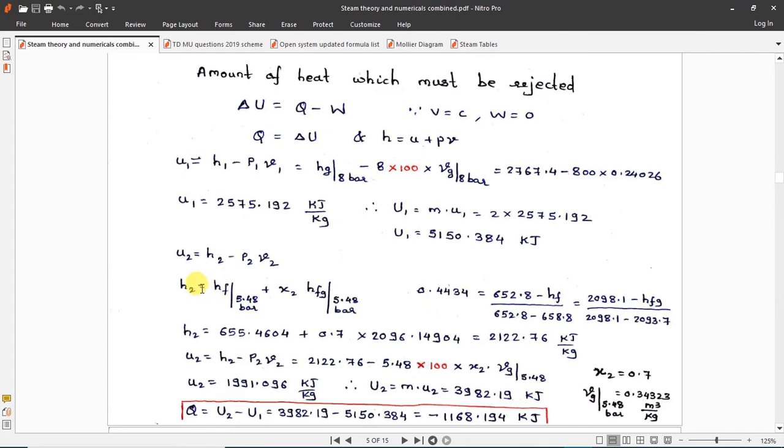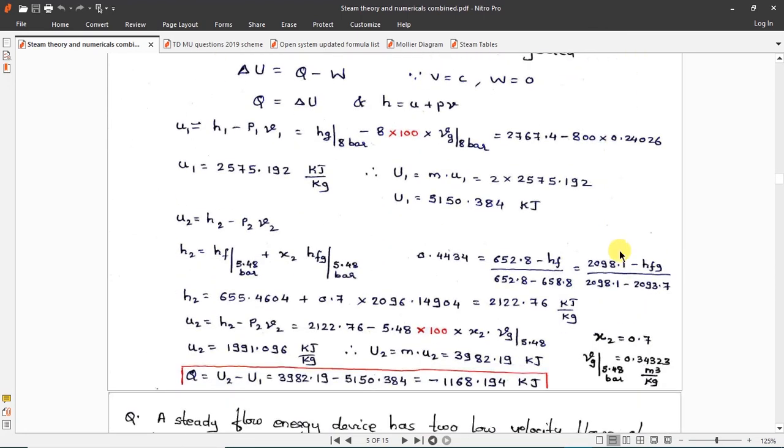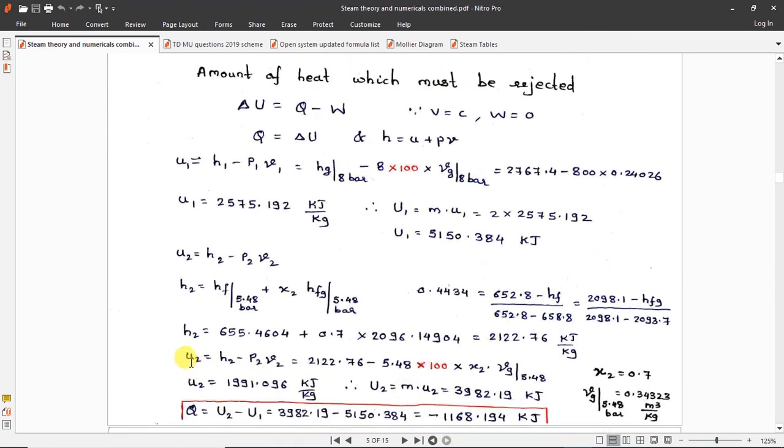Now how to calculate this one, V2? This V2 will be X into Vg, right? So X2 into Vg. Now Vg at 5.48 bar, we have already calculated it over here. Vg at P2, 5.48 bar, is 0.34323. So that value we already have. X2 value also we have. So when you use this equation, U2 is equal to H2, we have calculated. This is the value minus P2.